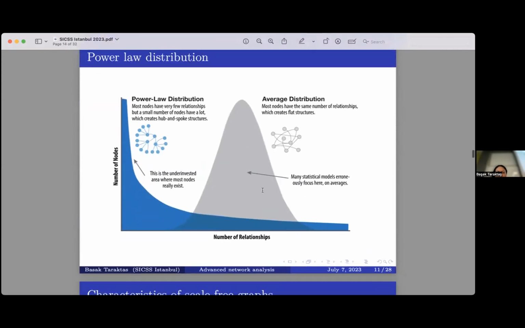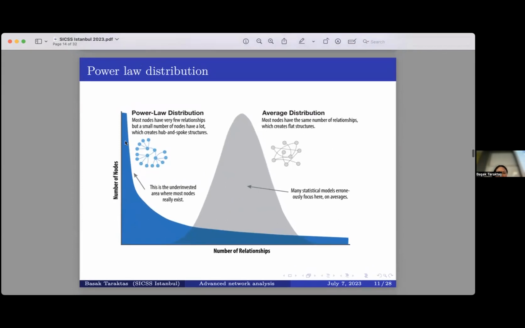So a power law distribution looks something like this. It has a very long tail, longer than a log or chi-square graph. And here, just to give you a sense, they put a normal distribution. When you log it, it's going to give you a linear line.